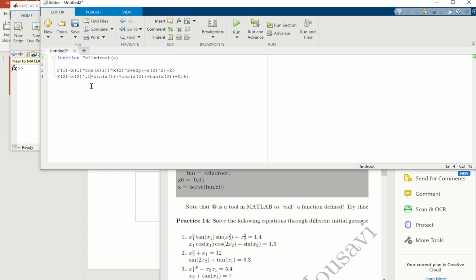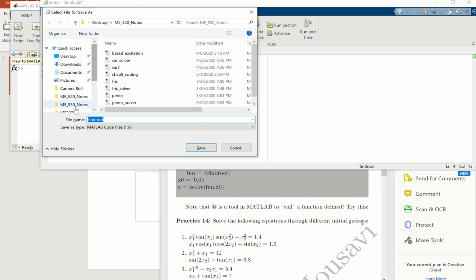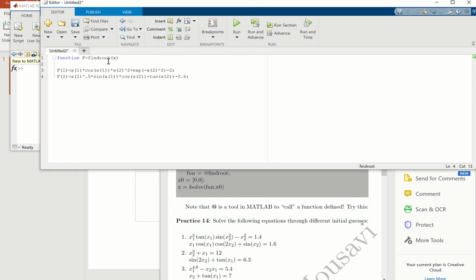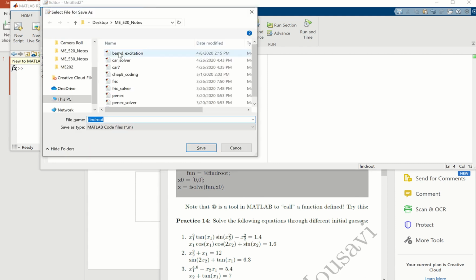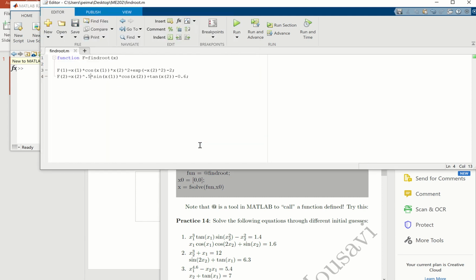I'm pushing Control and then S, so I'm saving it as find root in ME202. The name of this file must be exactly this name, find root. They must be exactly the same, okay? So I'm saving there.